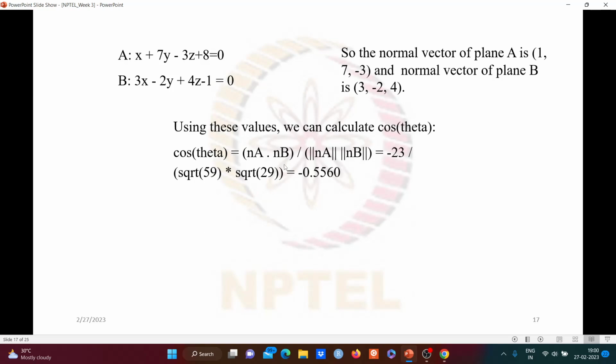So cos theta is the trigonometric value where theta is the angle between the two planes. To find the theta value, we use the cos inverse. So it is 126.37 degrees. Hope I'm clear here. Yeah, please be fast in asking the questions.